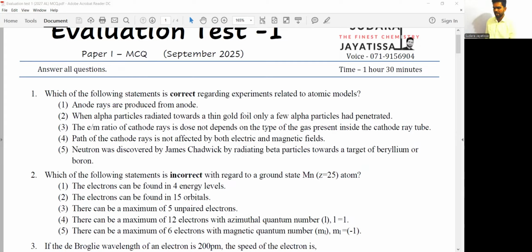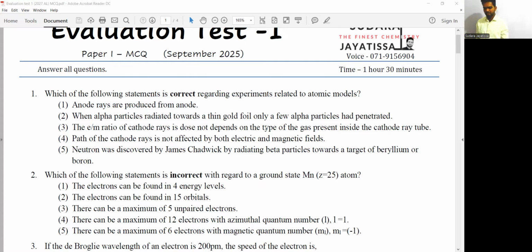Okay, atomic models. In the atomic structure lesson, we have two main areas. The first part is about the atomic models and the second part is about the periodic properties. Here it's asking about experiments and related theories to atomic models. We know we have 5 atomic models: the Dalton golf ball model, then the Thomson plum pudding model, then the Rutherford planetary or nuclear model, then the Bohr model, and finally the quantum atomic model.